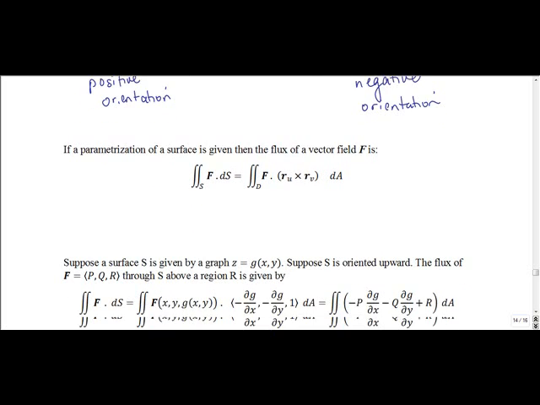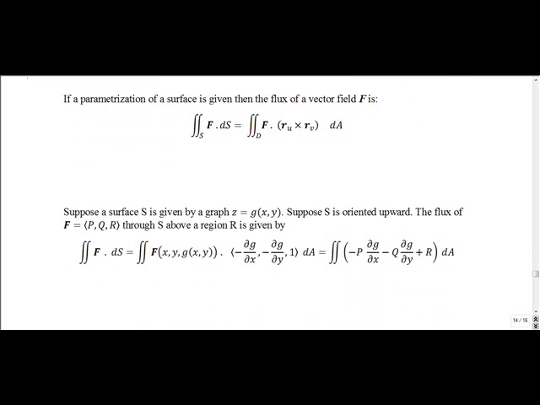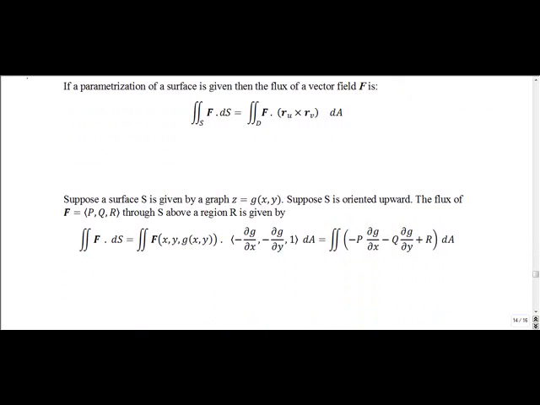Now, if it's not given as a parametrization, here is the formula. Suppose the surface S is given by a graph of z equals g of x, y and S is oriented upward. The flux of F with components P, Q, R through S above a region R is given by, so let's put some integrals here. The double integral over S of F dot dS is equal to the double integral over the region R. So you replace any z in F by writing it in terms of x and y, times this. Now you might be asking me, where did this vector come from?